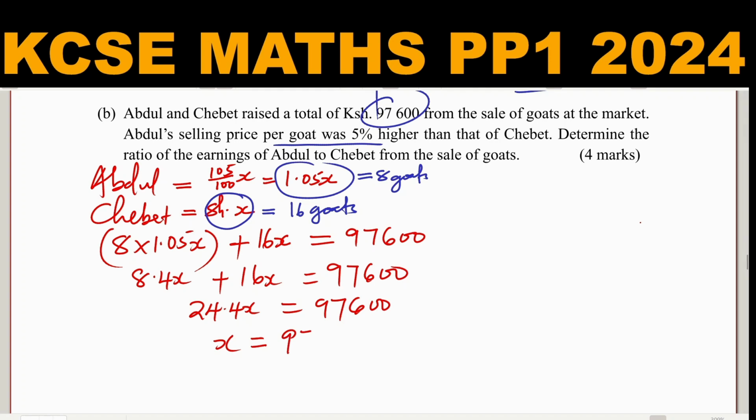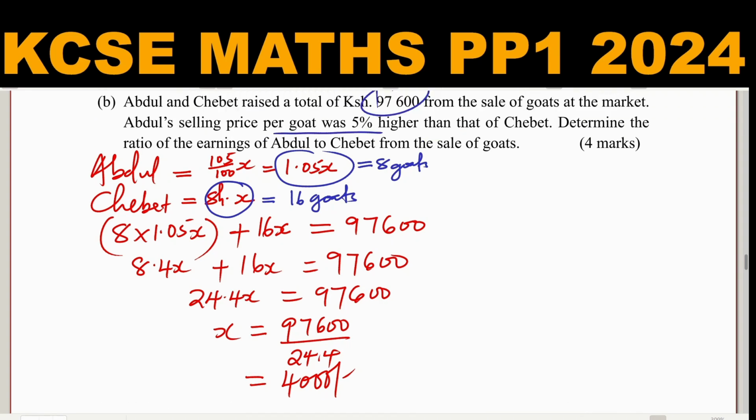X will be given by 97,600 divided by 24.4, and using a calculator to work this out, this will give 4,000. That is 4,000 shillings. So 4,000 shillings is now what Chebet, look at Chebet. Chebet sold each goat at X shillings. So that means she sold each goat at 4,000 shillings.